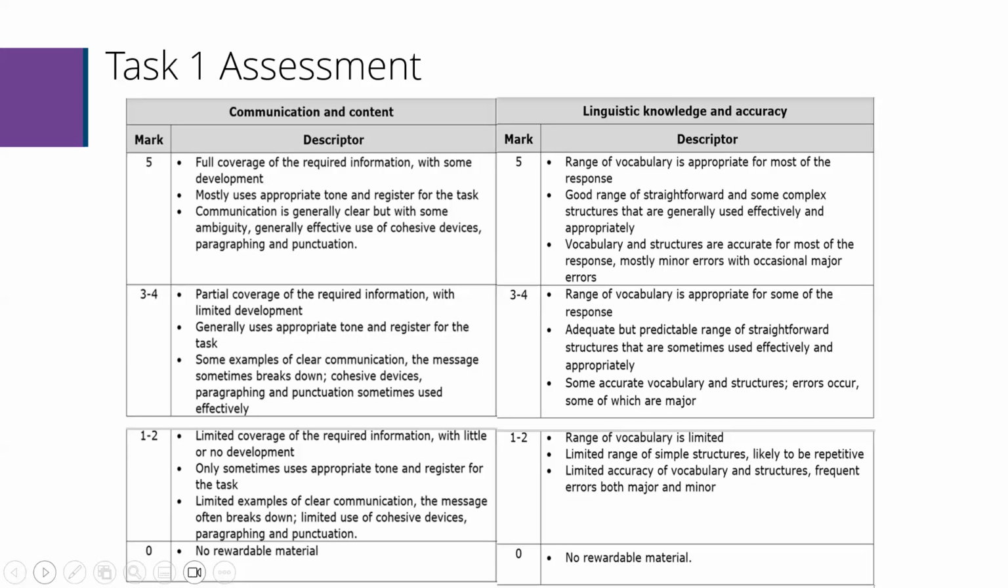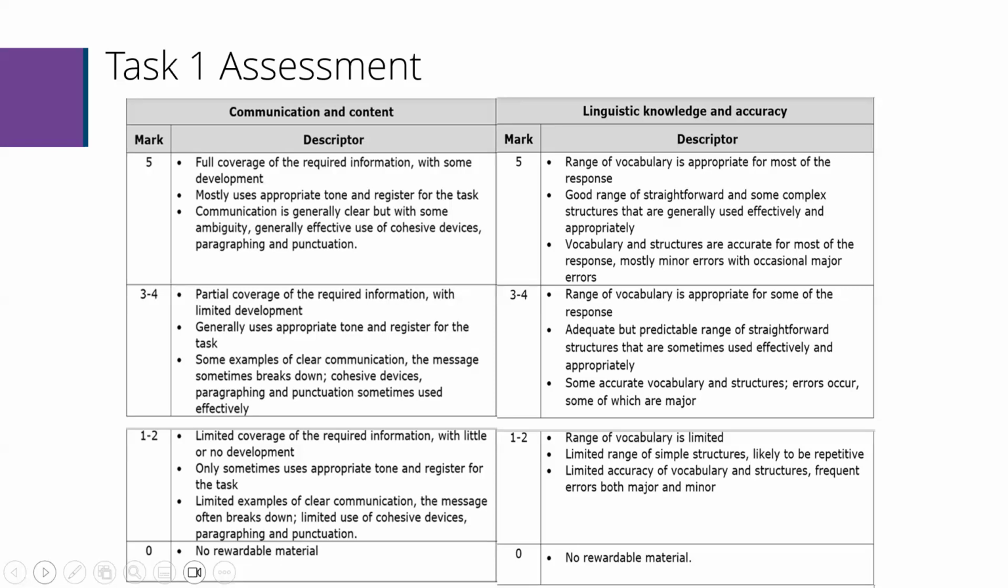Communication is generally clear, but with some ambiguity. And notice, because this is not a task that's designed for the most able students, it's designed to give, if you like, the weakest students a way to show the ability that they do have. We only need it to be generally clear, and a little bit of ambiguity is okay. Okay, and that goes for the linguistic knowledge and accuracy as well.